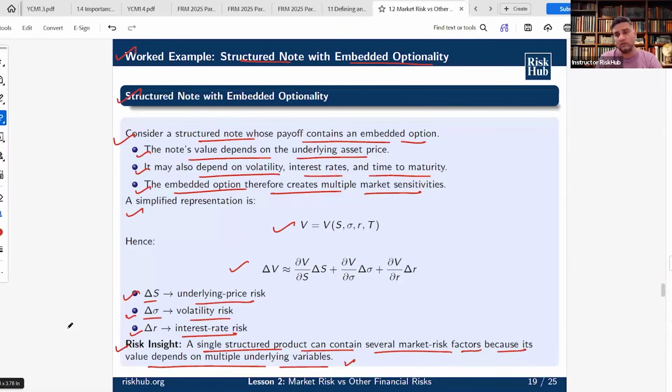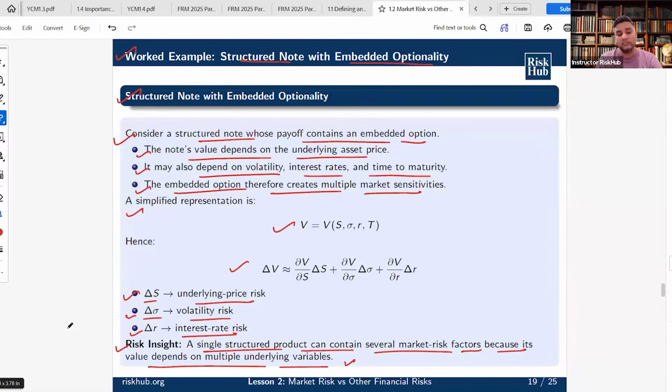The expansion is first order only, so it is accurate for small moves. Two omissions matter here. Second order curvature in S is not captured, which is why the approximation degrades for large underlying moves. The time term is also absent, even though T appears in the value function, so the decaying value from the passage of time is not represented.